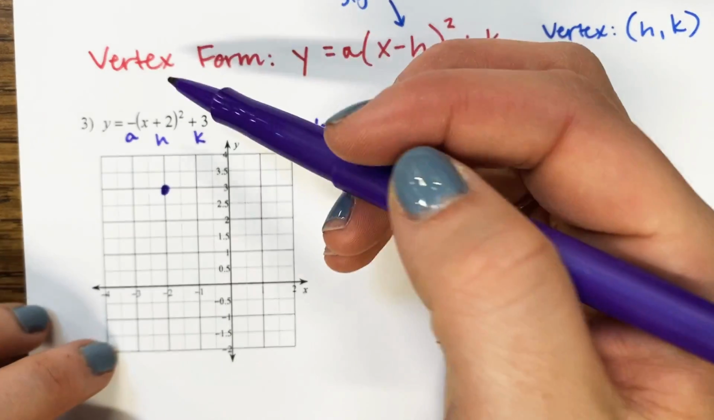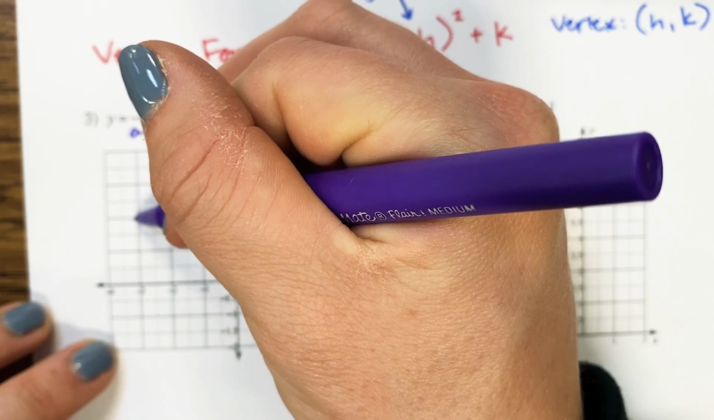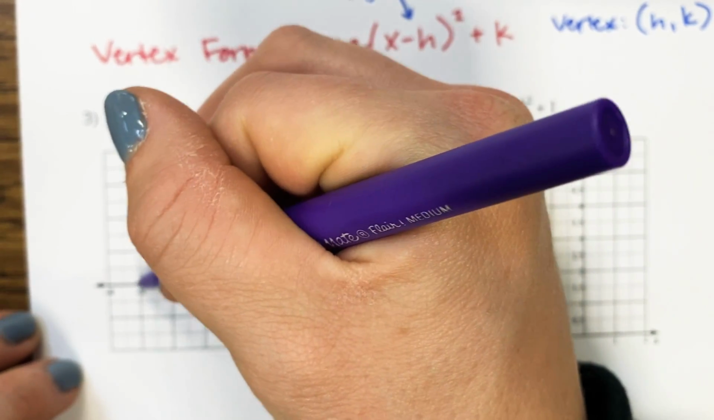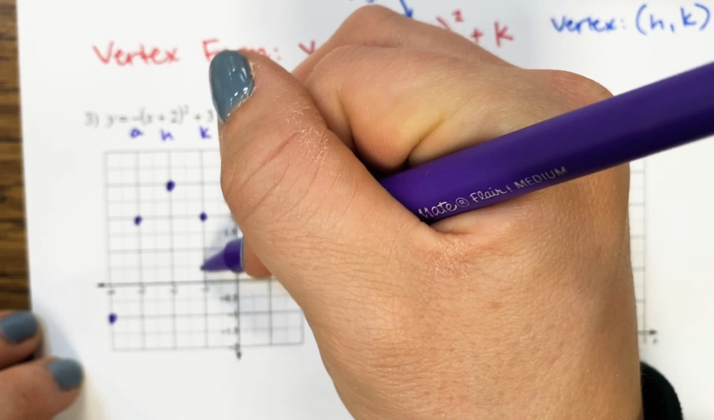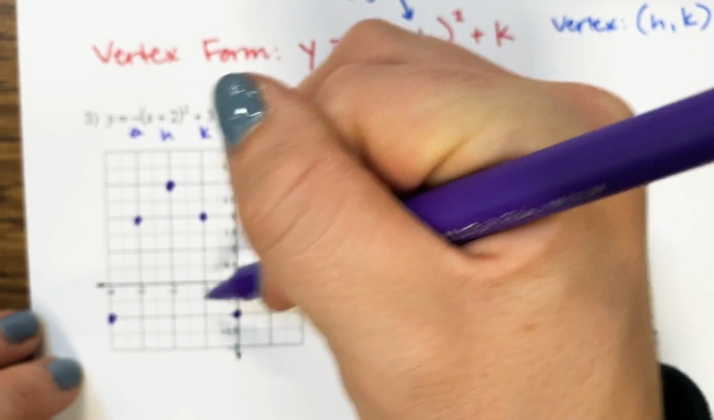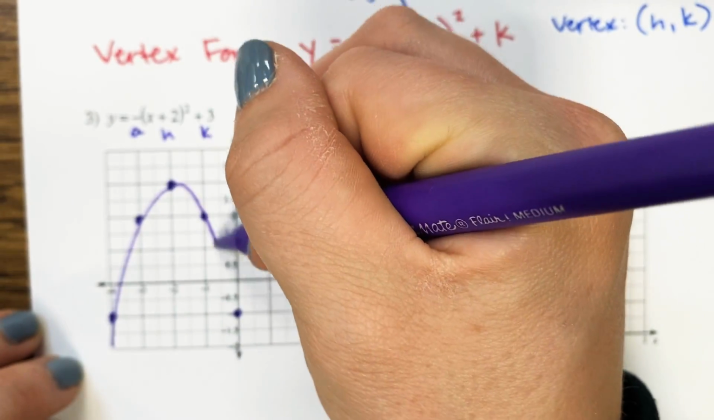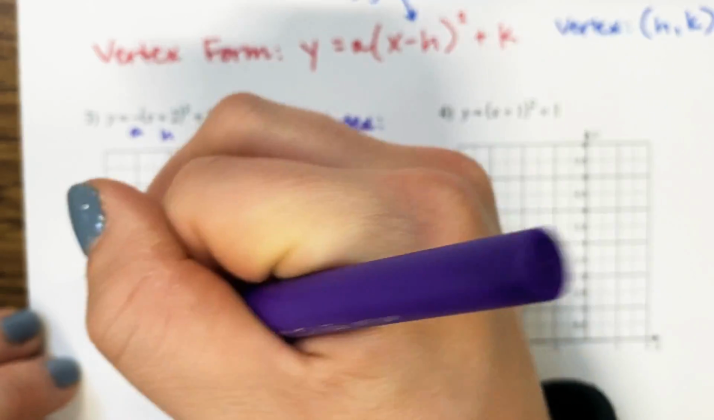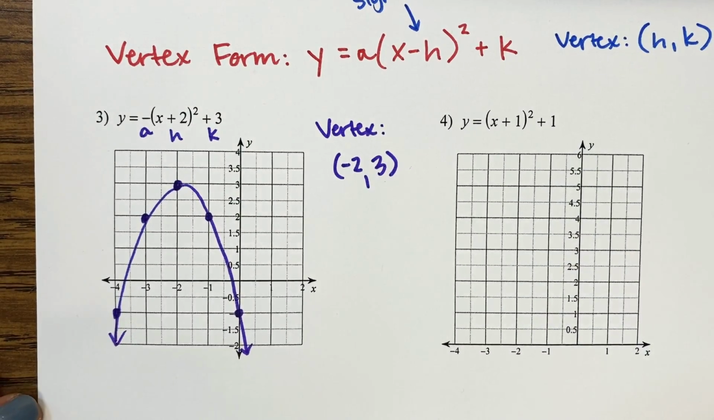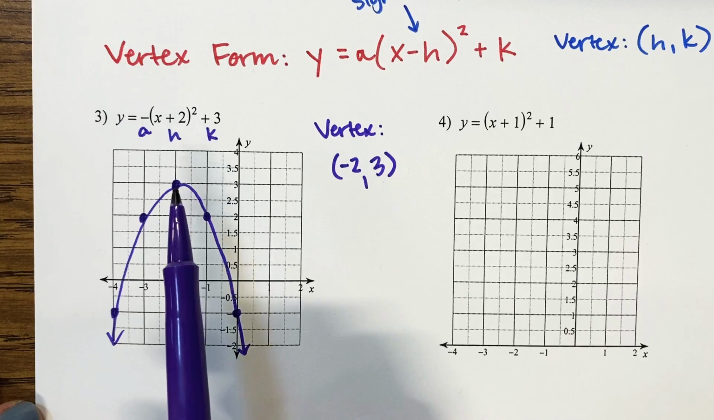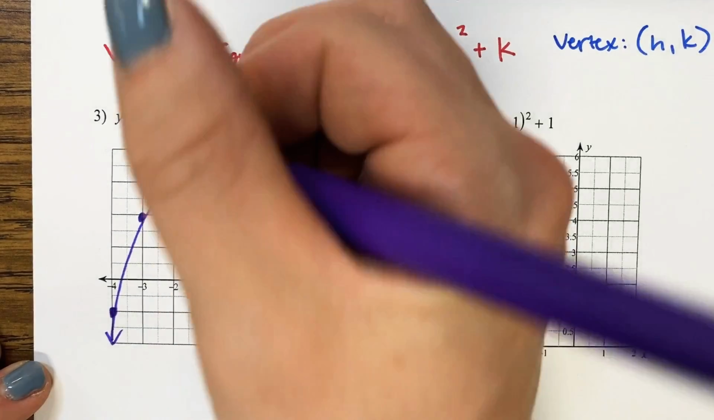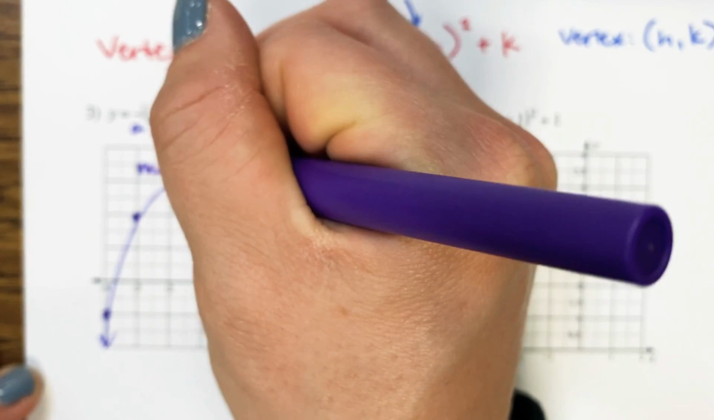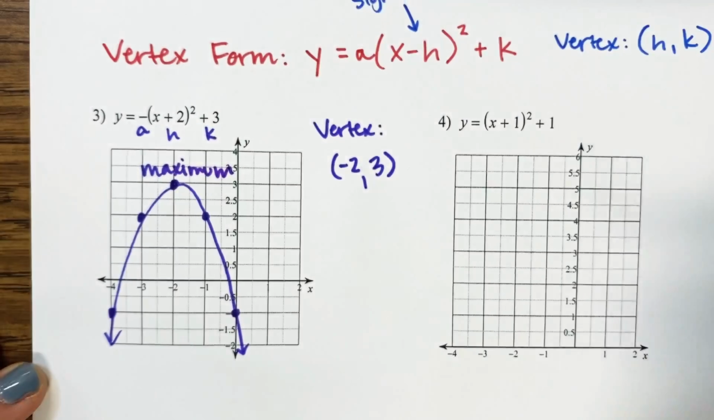Okay, so now we're still going to use our trick. So down 1, over 1, and down 3, over 1. So it creates that perfectly symmetrical U, and we are done. Is my vertex a maximum or a minimum here? This one is at the very top, which means it's a maximum.